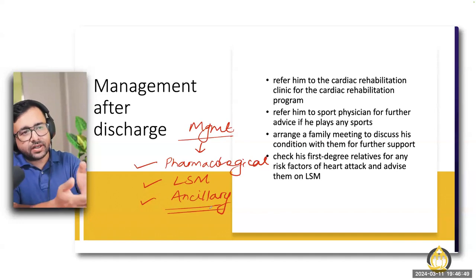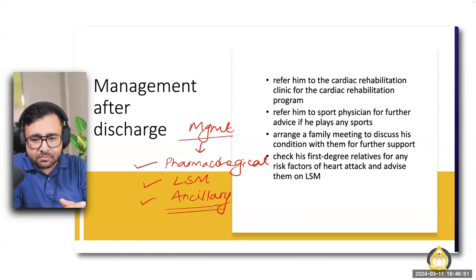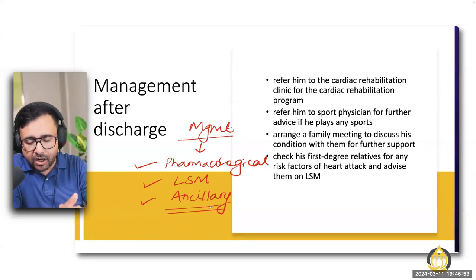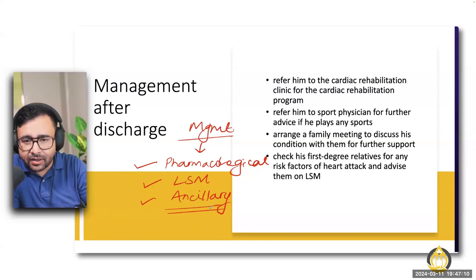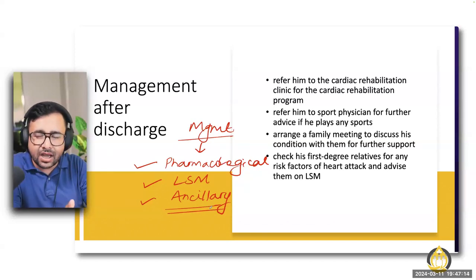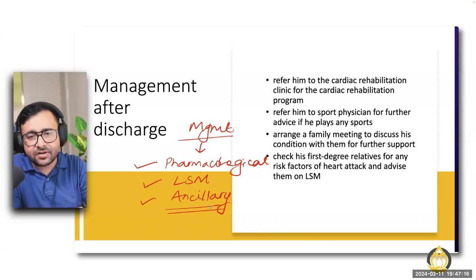So as an example, in case of someone who has come back from heart attack or myocardial infarction, you might think about a cardiac rehabilitation clinic. These are the clinics where they will teach the patient graduated exercise, how to gradually return to their daily activities of living. Or let's say that a patient has come back after heart failure, then you will think about cardiac rehabilitation, you will think about heart failure nursing, those kinds of things. So you need to consider those things as well.